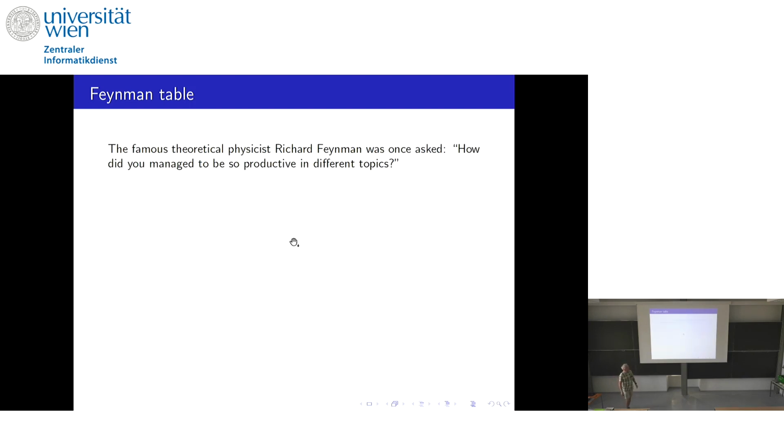So, you know Feynman, yeah? Feynman is a famous mathematical physicist, yeah? He has a Nobel Prize, but besides being a Nobel laureate, he really did a lot more. And in particular, he was a PR person of physics. So people made interviews with him. And once a journalist asked him, how did you manage to be so productive in so many topics?